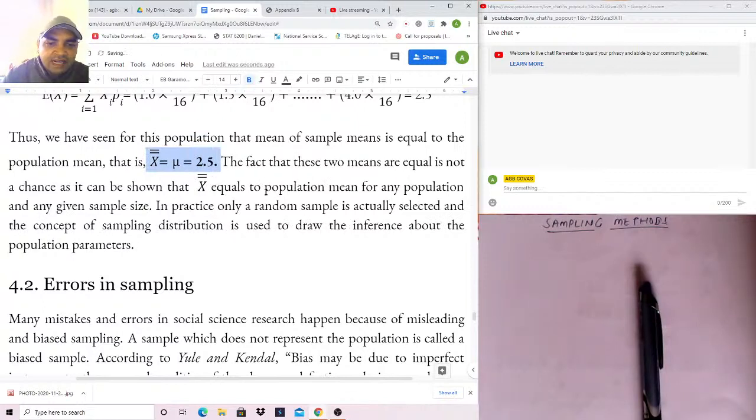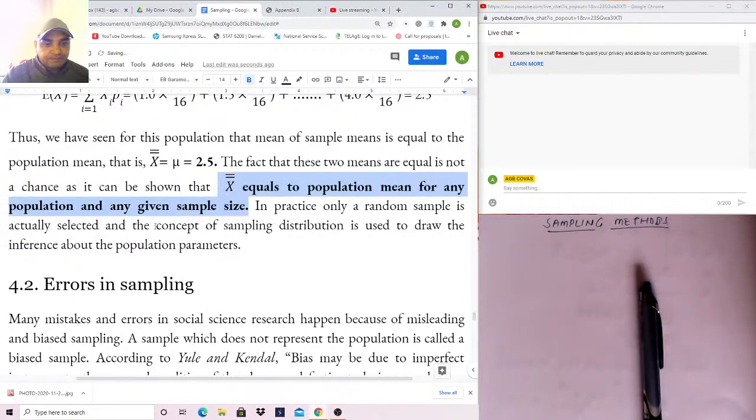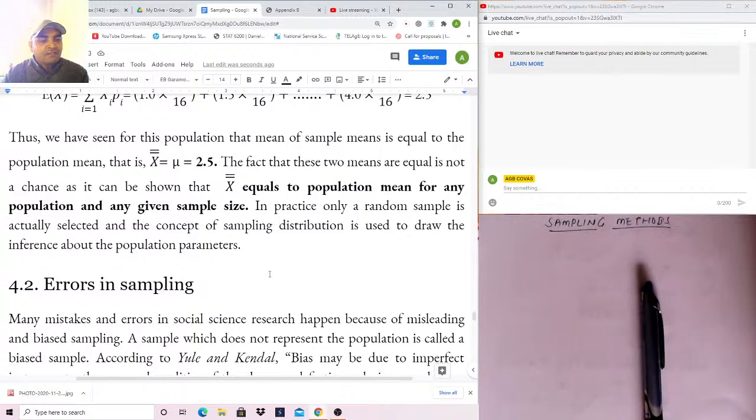The fact that these two means are equal is not by chance, and it can be shown that x bar bar, the mean of the sample mean, is equal to the population mean for any population and any given sample. Okay, right? So this is very important. In practice, only a random sample is actually selected, and the concept of sampling distribution is used to draw inference about the population, right?